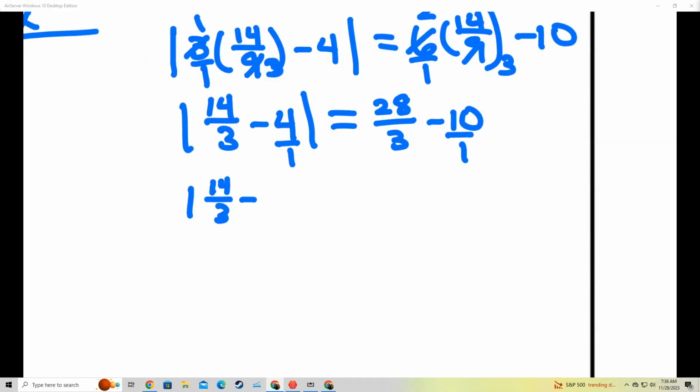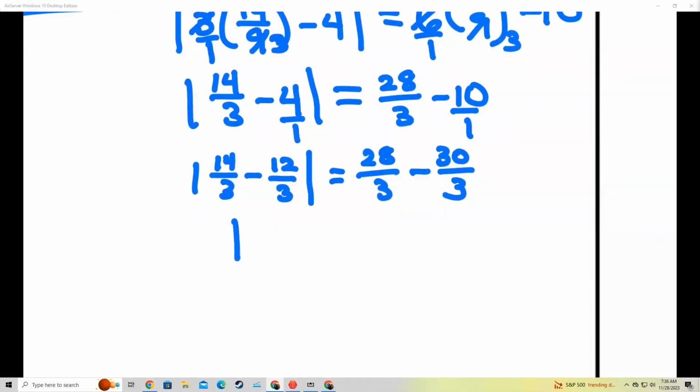So that 4 over 1 becomes 12 over 3 equal to, and then same thing here. They don't have the same denominator, so I need to change this to a 3. I'm going to multiply the top and bottom by 3. So I still have 28 over 3 minus, and when I multiply top and bottom by 3, I get 30 over 3.